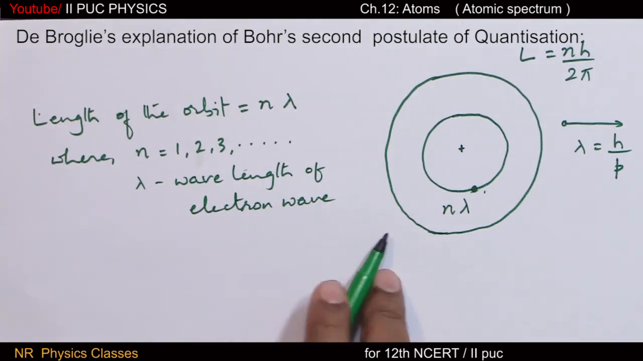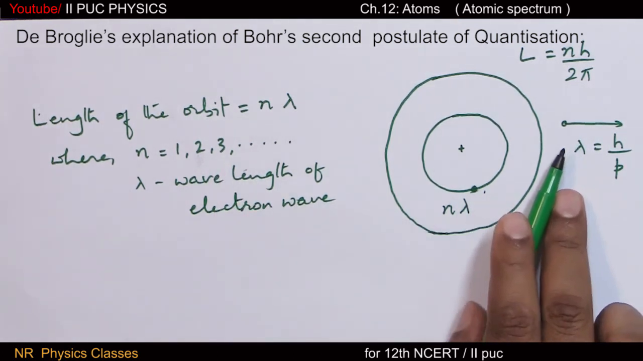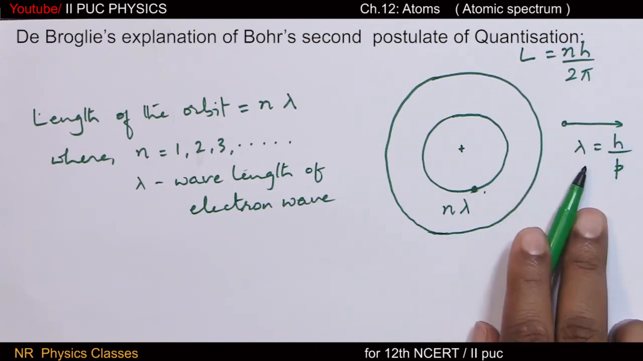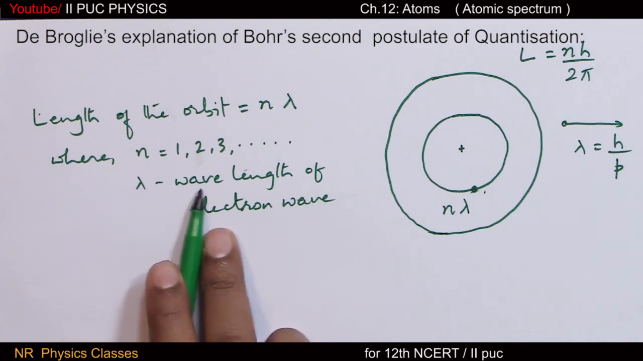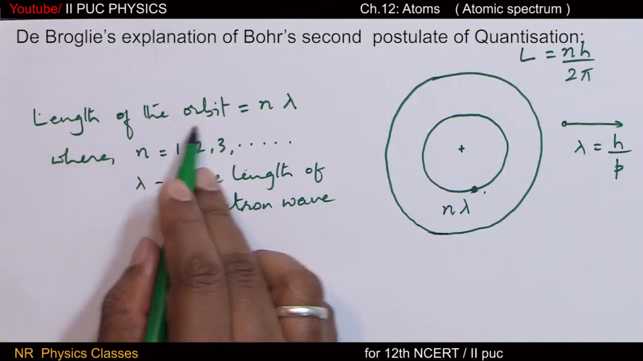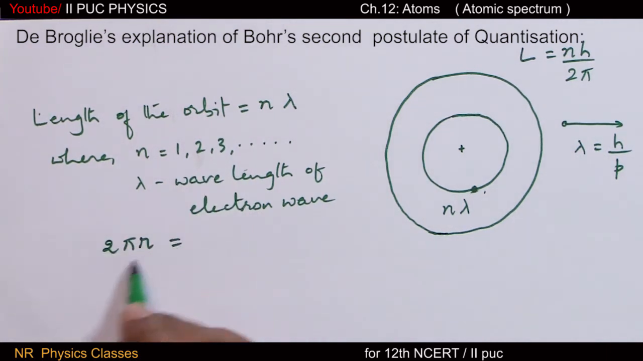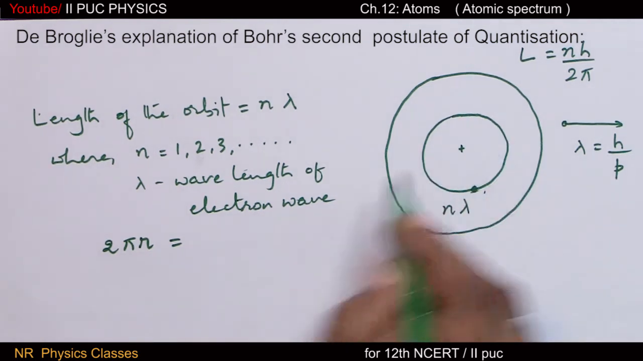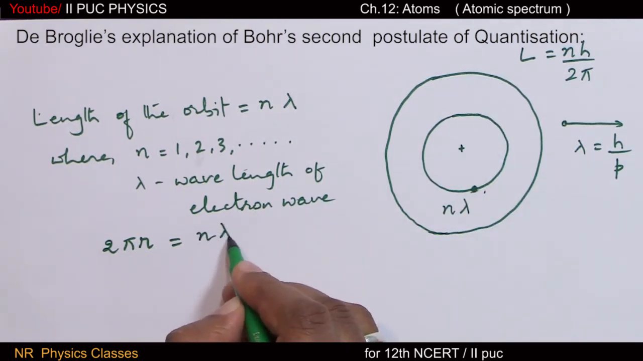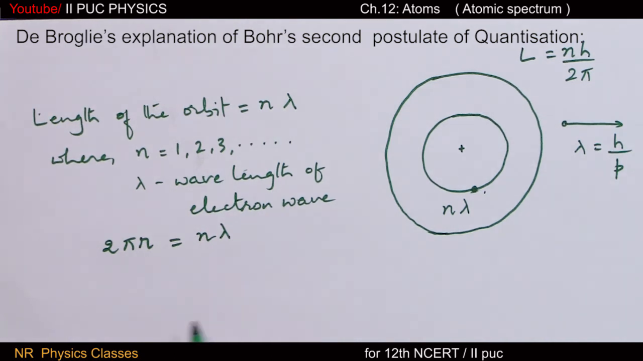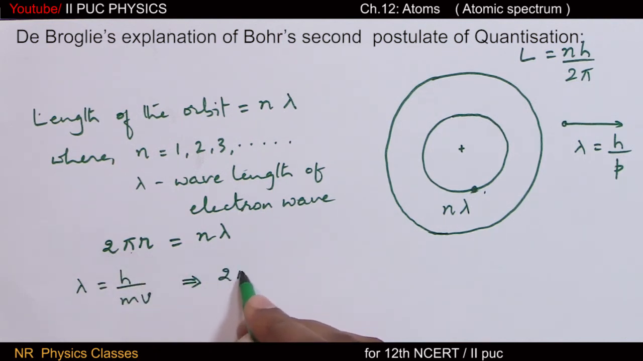It's quite confusing, isn't it? But still, make use of this concept. A particle in motion exhibits wave nature. That wavelength of electron is lambda. And the length of the orbit is 2 pi r, the circumference of the circle. Length of the orbit must be equal to n lambda. But de Broglie suggested that lambda equal to h by mv, which implies 2 pi r equal to n times h by mv.